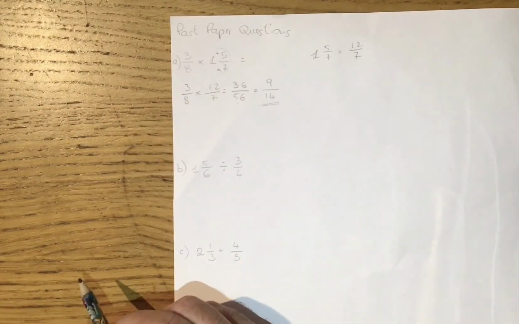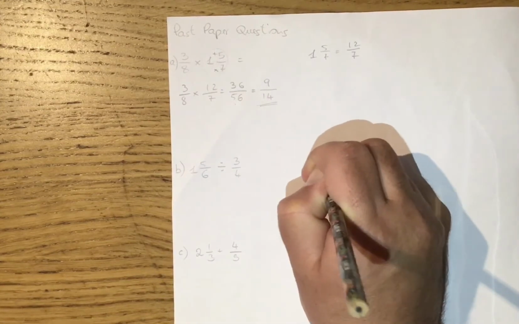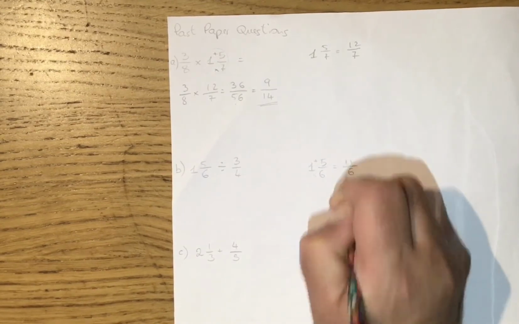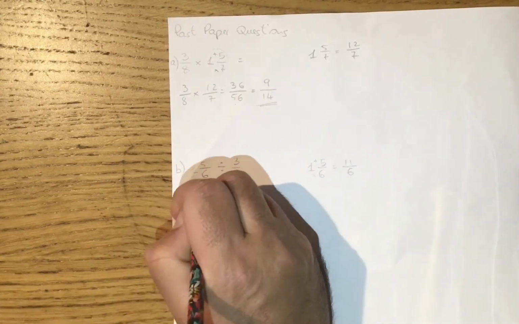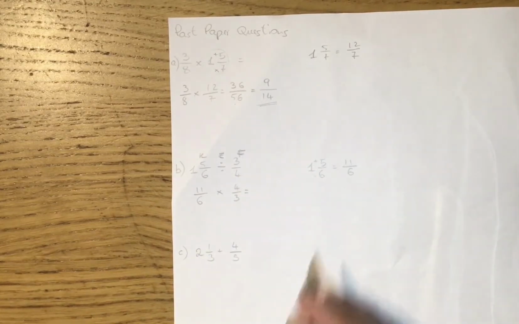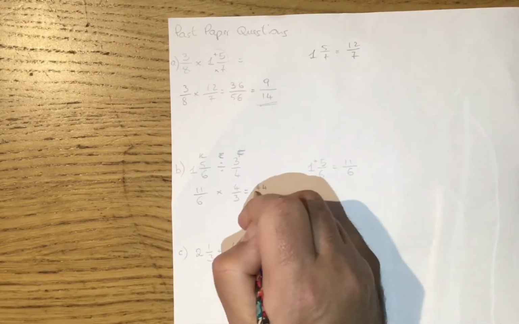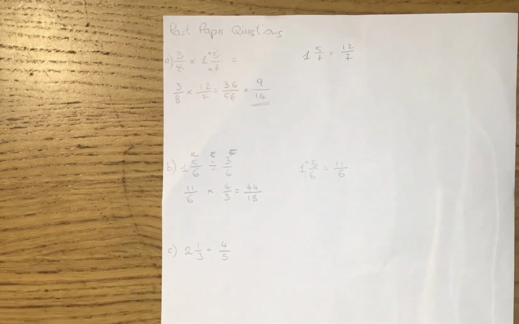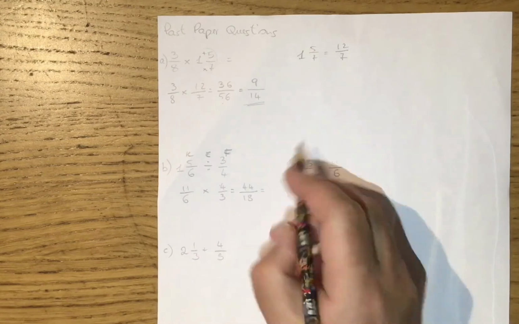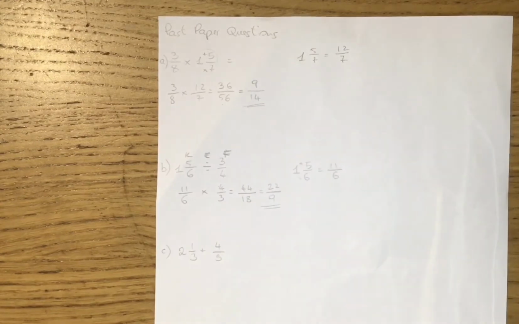1 and 5/6 divided by 3/4 is the next example. We have a mixed number we need to change to a top heavy fraction. So 1 and 5/6. 6 times 1 is 6, plus 5 is 11/6. So that is 11/6. Change the sign and flip the second one. Times the numerators and the denominators. Now they are both in the 2 times table. How many 2 goes in 44? 22. How many 2 goes in 18? 9. And that is the final answer.